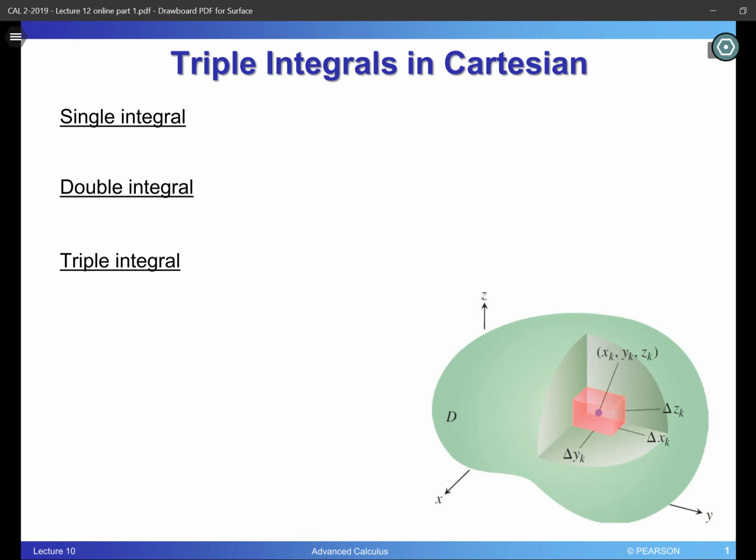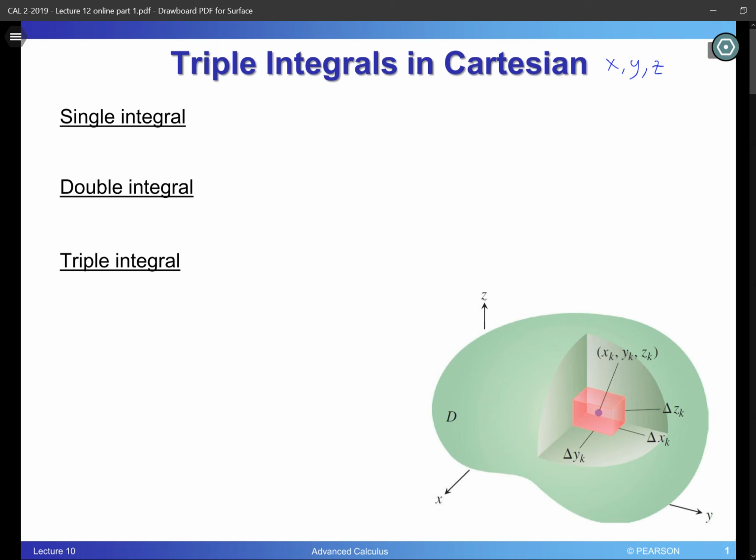So triple integrals in Cartesian means that we are going to come back to the variables that we are used to, x, y, and z. In the last video, we worked on polar coordinates, which is the radius and theta. This time around, we come back to x, y, and z. I think many of you would be happy to see these three variables again.